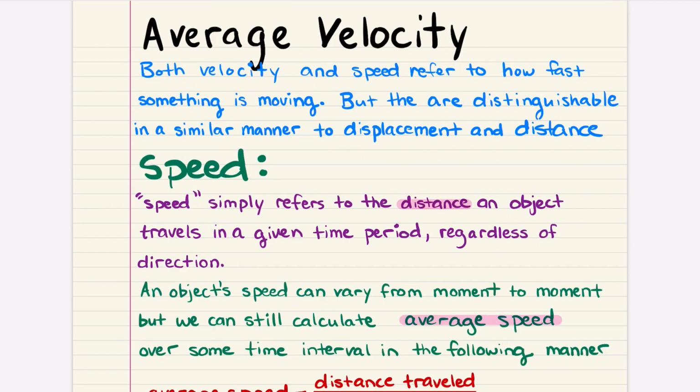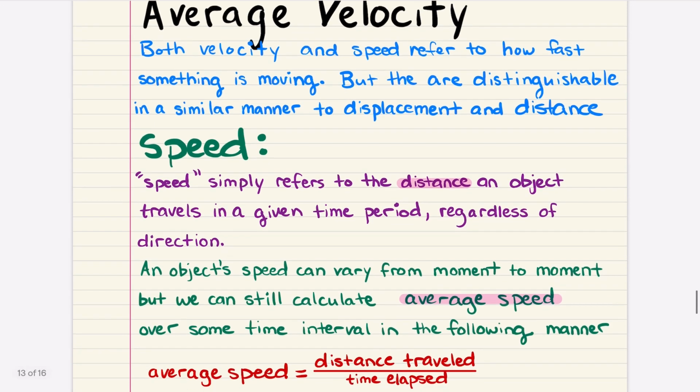Now let's talk about average velocity. Both velocity and speed are terms that you'll hear all the time, and they both refer to how fast something is moving. But they are also distinguishable in a similar manner to displacement and distance. So first off, let's discuss speed. Speed simply refers to the distance an object travels in a given time period, regardless of what direction it's traveling.